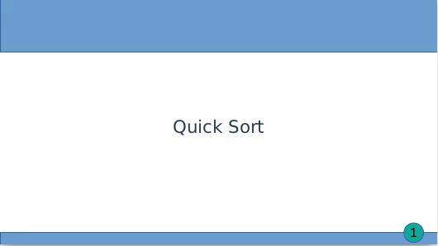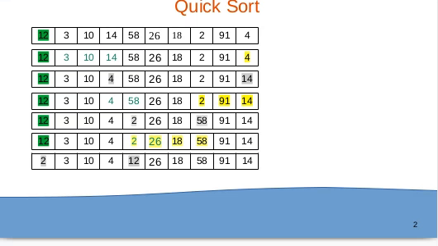Today we will learn about Quicksort. Quicksort is a sorting algorithm. It is much faster. It uses the divide and conquer rule. Every time it divides the array and then conquers on that portion. So let's start. This is an example of Quicksort, the first pass.